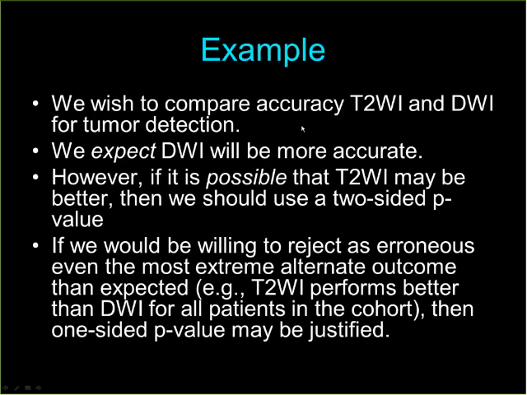So let's take an example. We're comparing the accuracy of T2-weighted imaging and diffusion for tumor detection in whatever organ we're studying. Now, we expect diffusion will be more accurate, but it's still possible that T2 may actually do better, so we should use a two-sided p-value. If we would be willing to reject as erroneous even the most extreme alternate outcome, say T2 performed better than diffusion for every patient in the cohort, and we would say it's just not possible, then we may be justified in using a one-sided p-value.